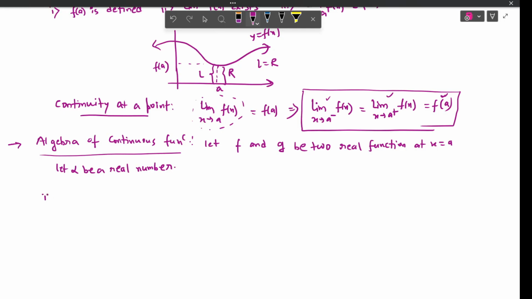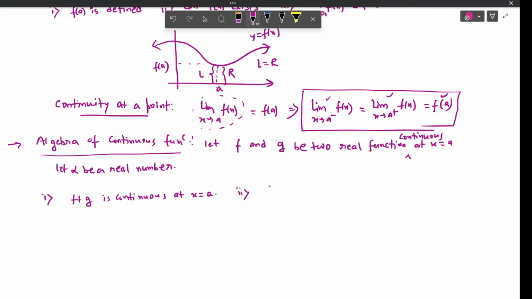So from the algebra of continuity, we can say f plus g is continuous at x equals to a. Okay, and this f function is continuous at x equals to a, and this g function is continuous at x equals to a. Okay, this is two functions continuous at x equals to a. So their addition will be continuous.